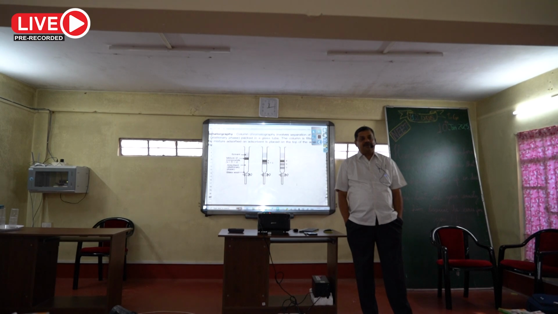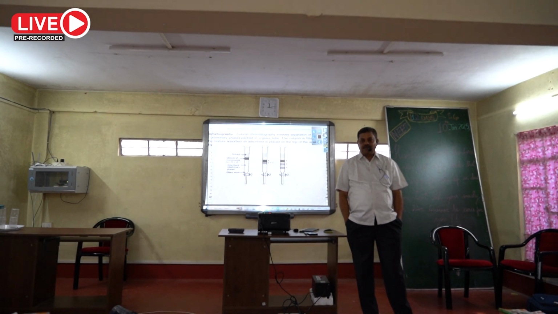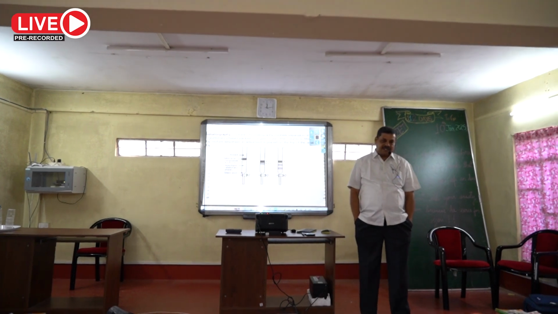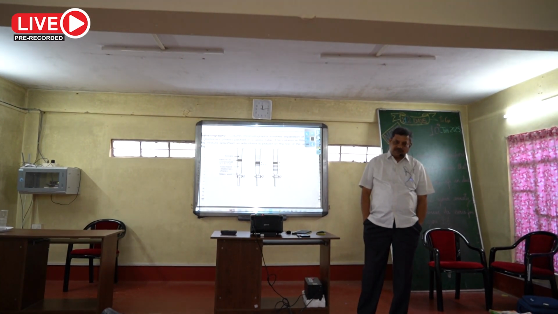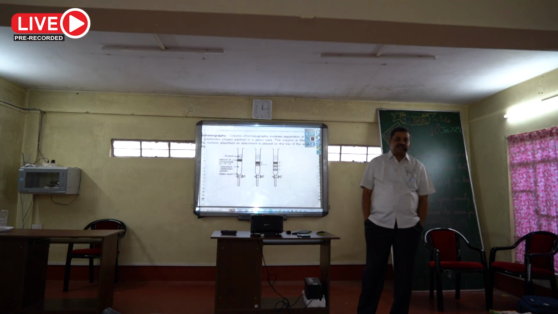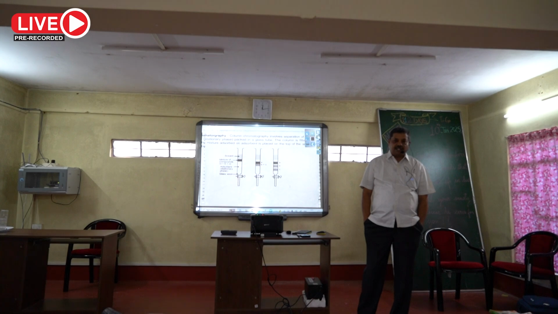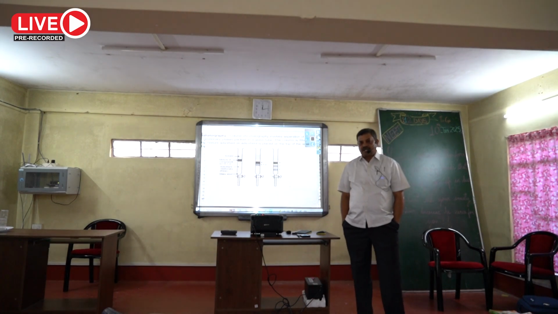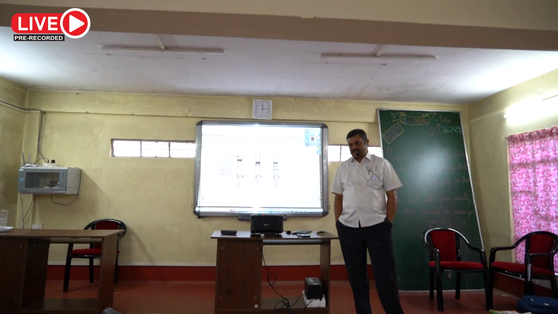So, here the mobile phase is the solvent. Two phases are there in column chromatography. One is a stationary phase, that is adsorbent. The other is mobile phase. What is the mobile phase? Suitable solvent or eluent. Solvent or eluent is the mobile phase.